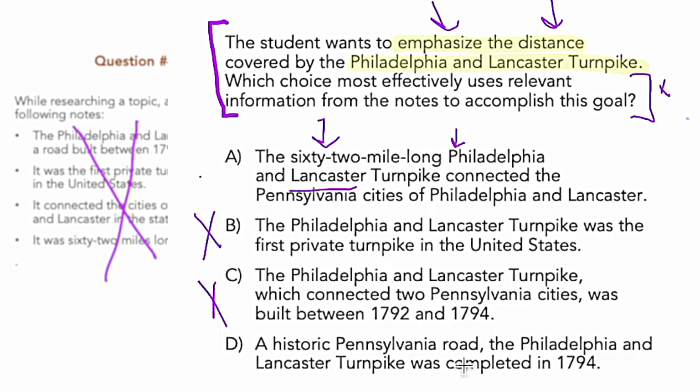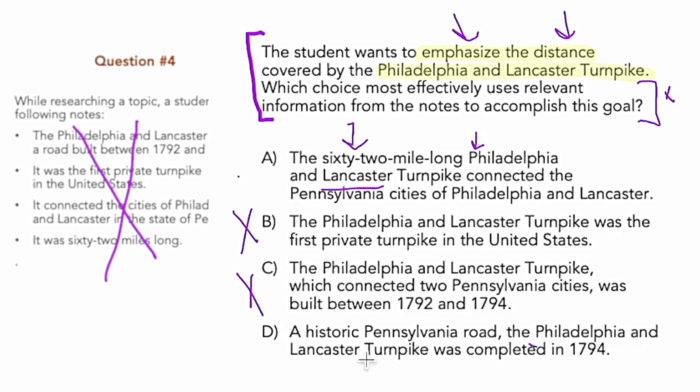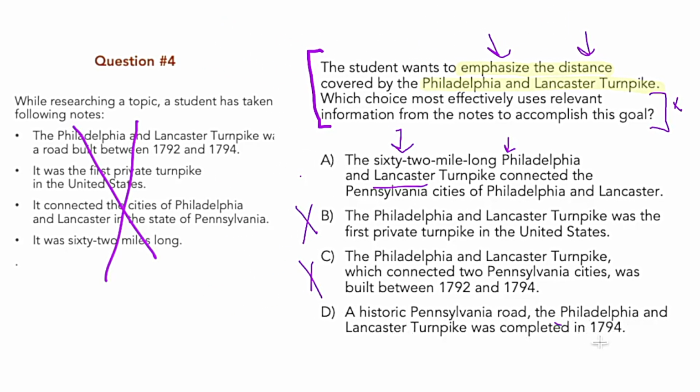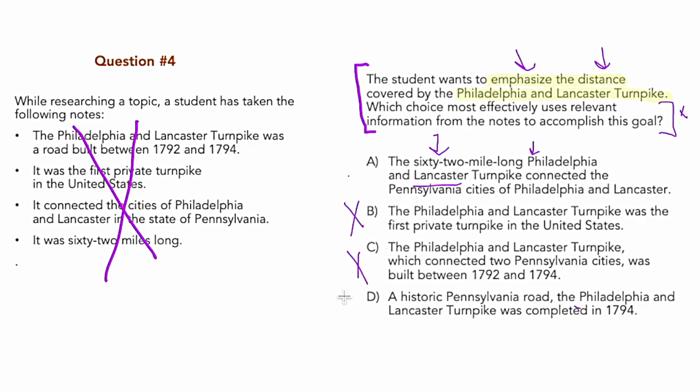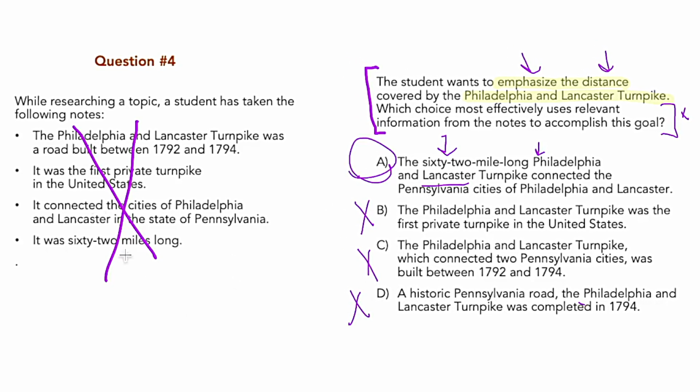A historic Pennsylvania road, the Philadelphia and Lancaster Turnpike, was completed in 1794. Okay, nothing about the distance, so A is our best choice. And we wasted 0 time looking through these notes because all of these notes are in these answer choices. So all we have to do is work through elimination.